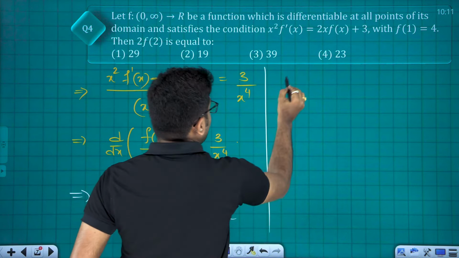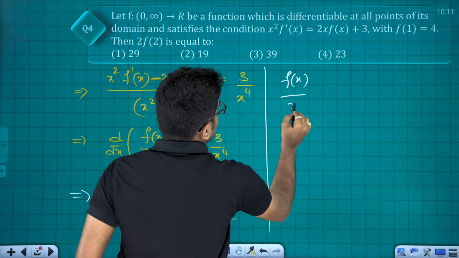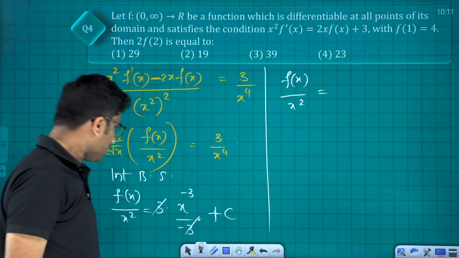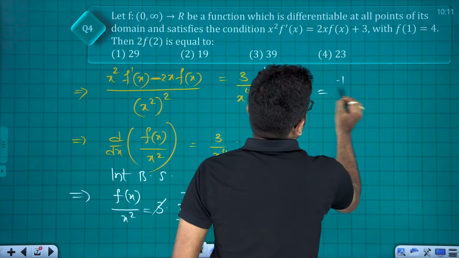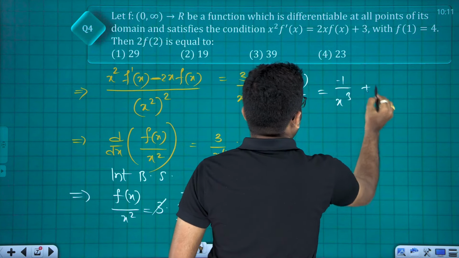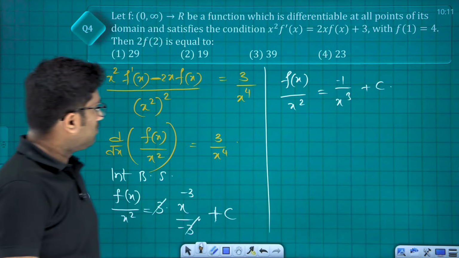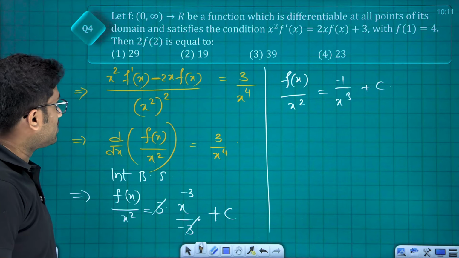Now finally we get f of x divided by x square is equal to minus 1 by x cube plus c.